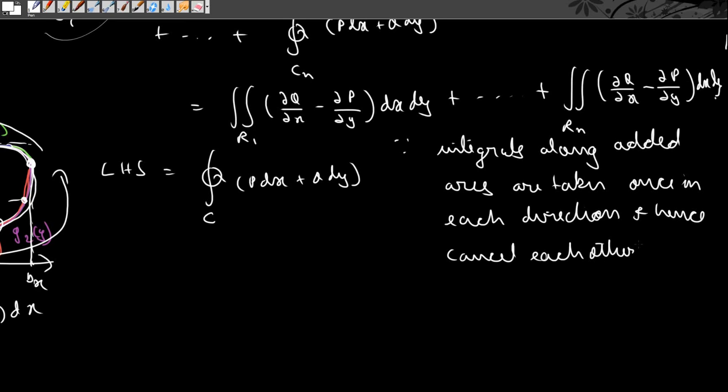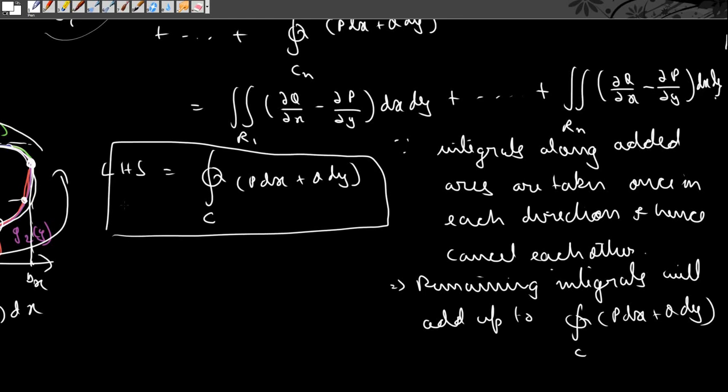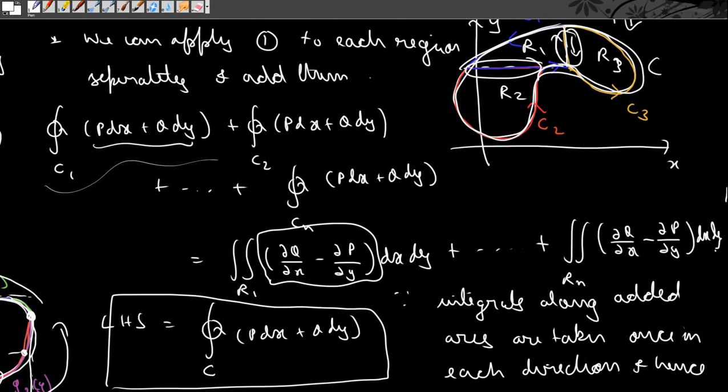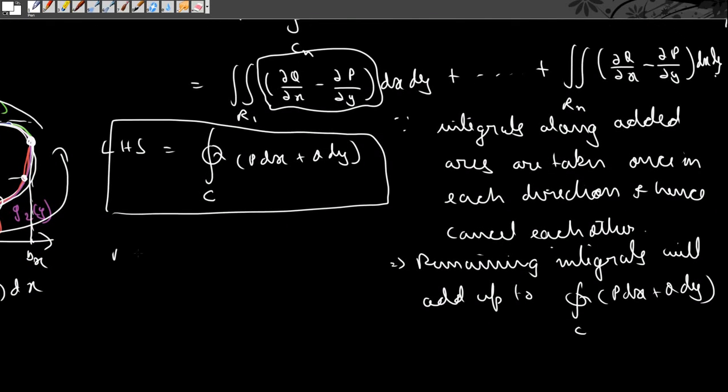So this implies the remaining integrals will add up to the integral over the entire curve C of p dx plus q dy, and that is why we can write LHS as this. The RHS is just the sum of the integral of the same quantity over the regions R1, R2, R3 and so on, and if we add them up we get the double integration of the quantity over the entire region. So our RHS is going to be simply the integral over the entire region of dou q by dou x minus dou p by dou y dx dy.